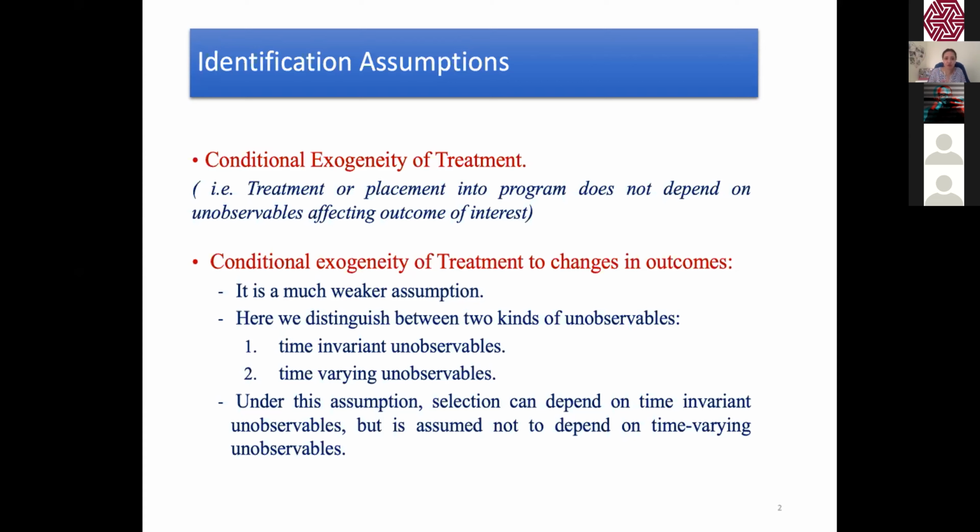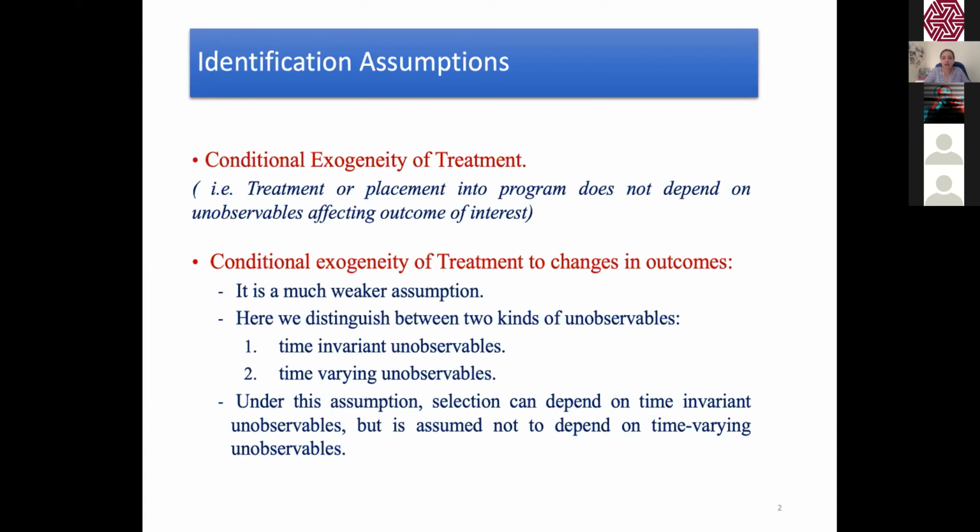If we assume that the selection is based only on observables, this is called conditional exogeneity of treatment. This is a very strong assumption that is not always the case. In fact, we can have unobservable characteristics that affect the selection into the program. And these unobservable characteristics we can divide into two groups: those that can change over time, and those that cannot change over time.